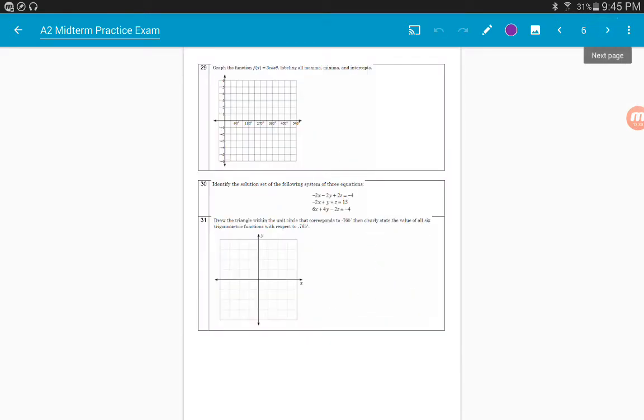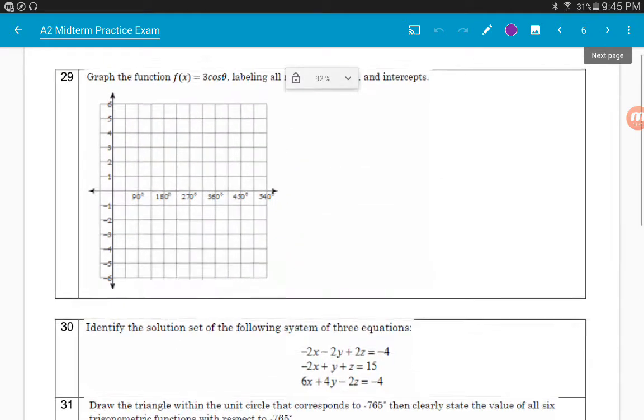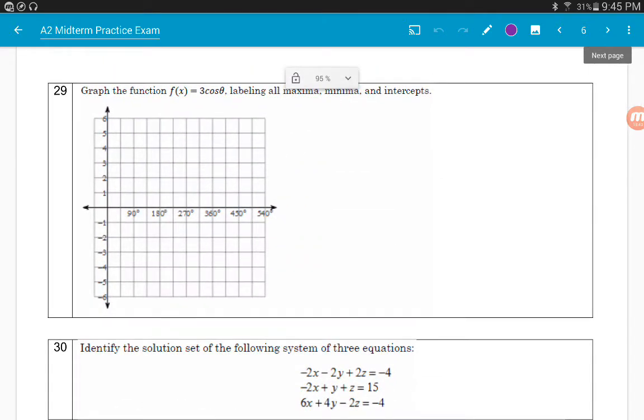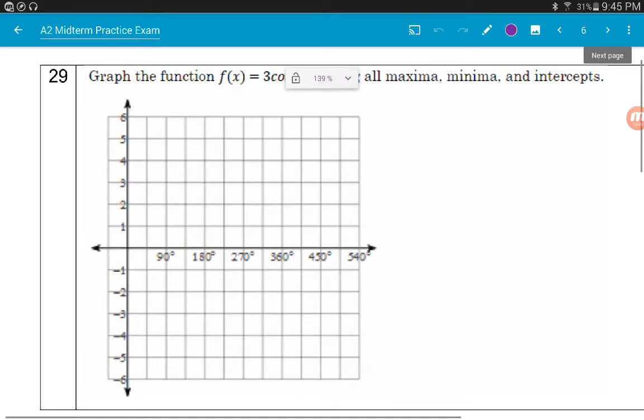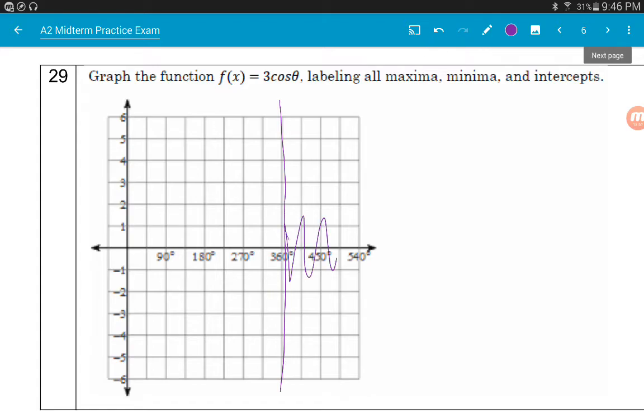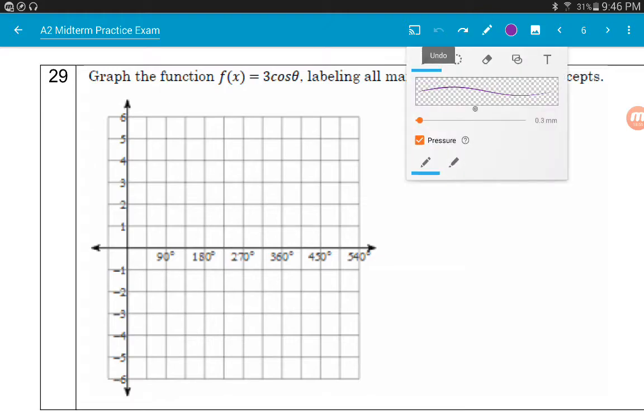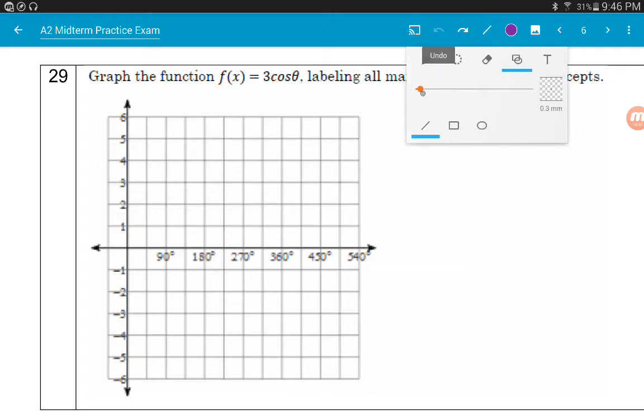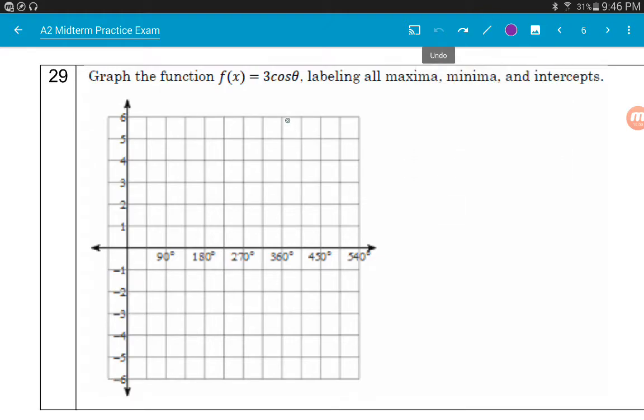Okay, 29. Graph the function 3 cos theta, labeling all maxima, minima, and intercepts. Well, you guys really only do this from 0 to 360. That's all we've done, so you wouldn't have this extra space on your graph. But here's how this works. And let me actually draw a heavier line there to show that that's my ending point. 360 is here. Okay, so we're going to stop here.